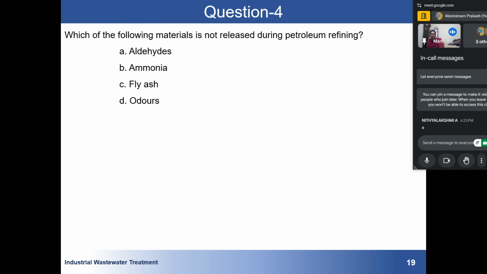Which of the following materials is not released during petroleum refining? Very easy question.